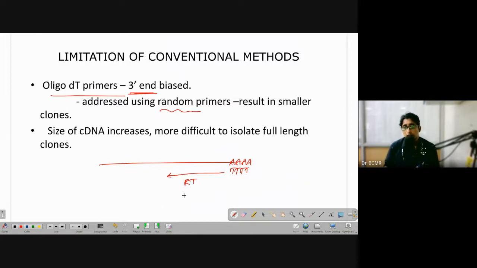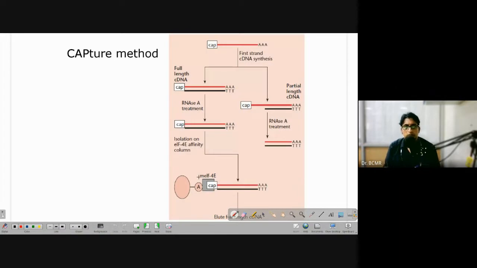Or some of the mRNAs could be truncated, where the 5' G cap is broken off. But this will be synthesized too. We don't want incomplete ones like these. The following protocols, at least two of them, are to address both these situations: how to get full-length mRNAs. We don't want any of these half mRNAs or truncated ones. This is called the capture method.